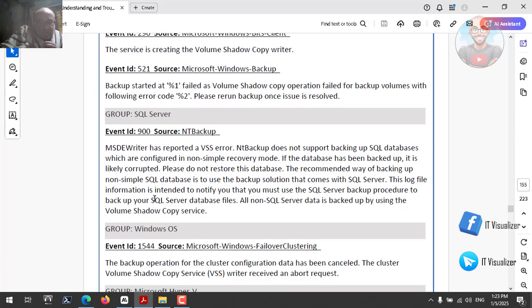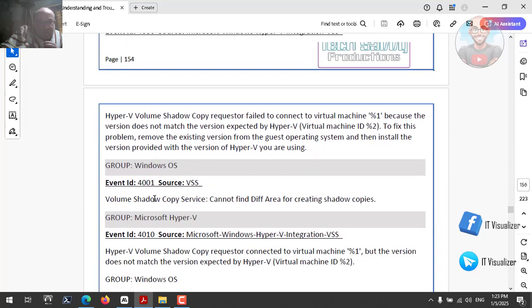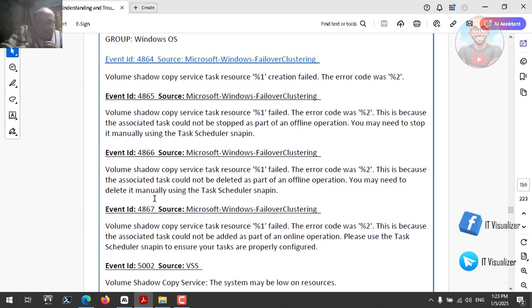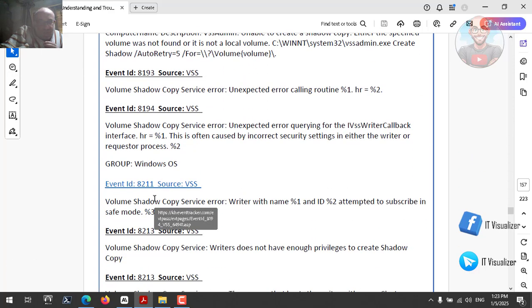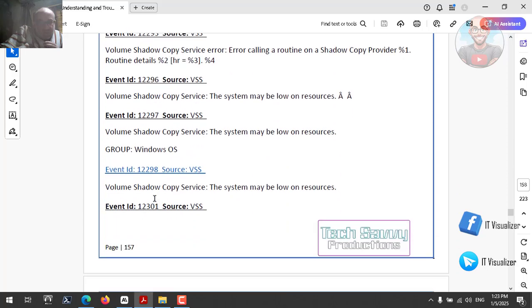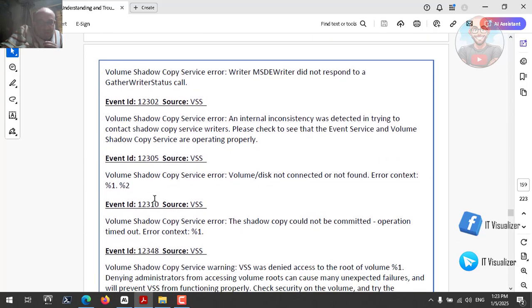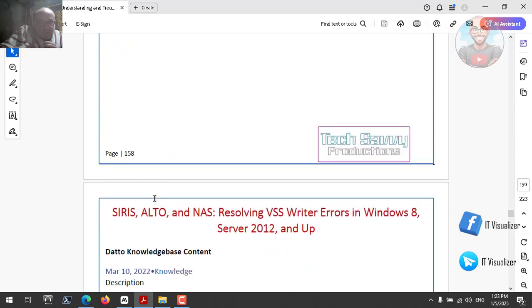Is there any explanation about how to solve these errors? So this is a good thing. This documentation is grouping all of the events related to the volume shadow copy, which is a good thing. All of these are events. Very, very good documentation. Mr. Van der Poel had already documented a lot of errors.